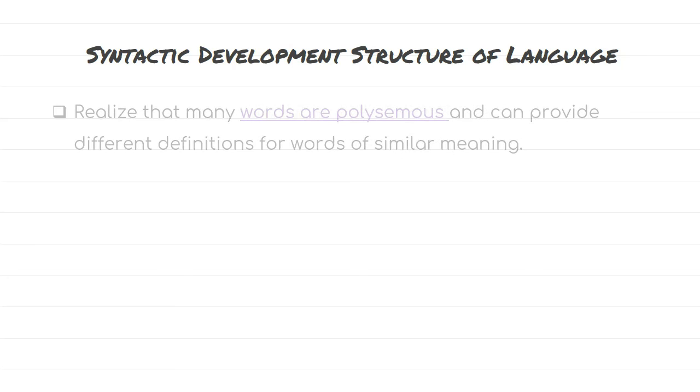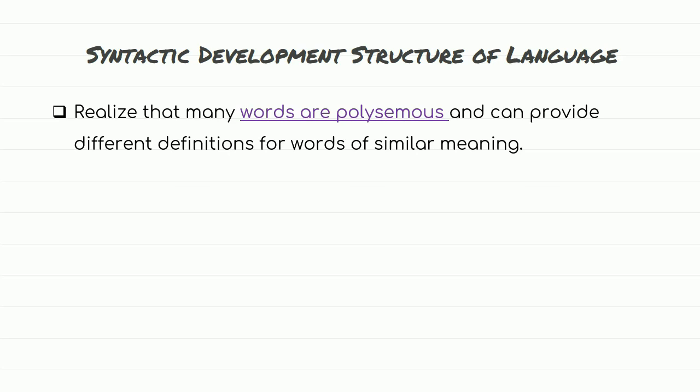The next syntactic development of language, ages 7 to 8, is that the child realizes that many words are polysemous or can have different meanings and can provide different definitions of words of similar meaning. For example, the word get. It has 3 different meanings when used in 3 different ways of sentence construction. The first is, I have to get my keys. So the word get here is associated to the word grab. I have to grab my keys.